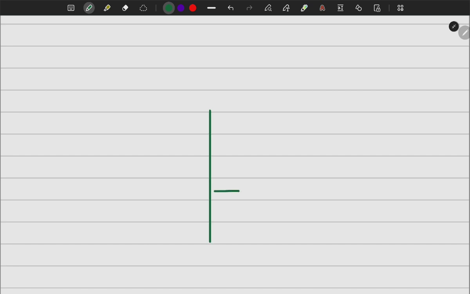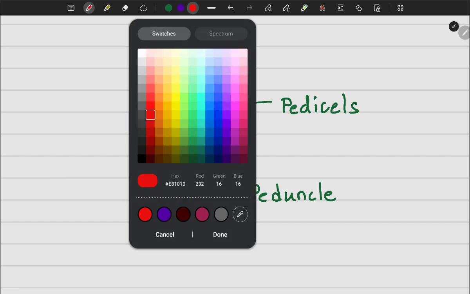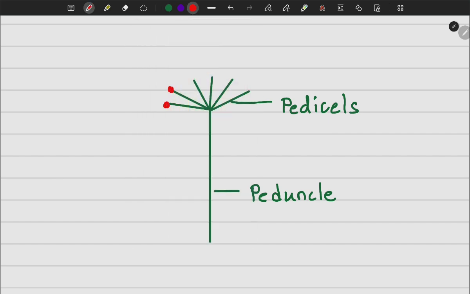If this is the peduncle or the main floral axis, then a number of pedicels will arise from the common point on this peduncle, like these. These are pedicels, and these pedicels will bear flowers. If you look closely, then these pedicels look like the ribs of the umbrella, and this inflorescence forms the shape of an umbrella like this, right? That's why it's given the name umbel.